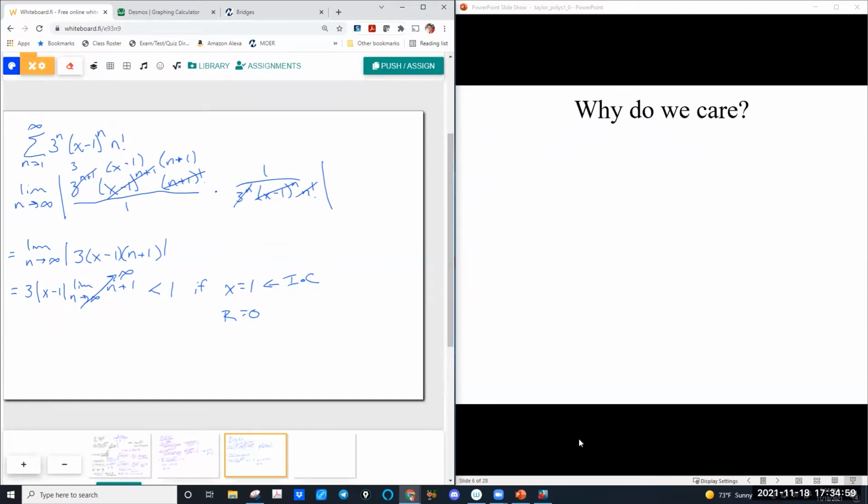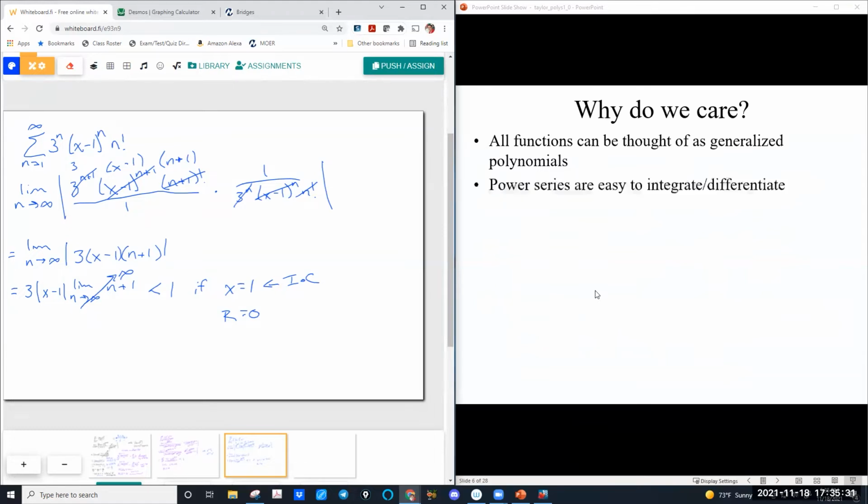Okay, let's talk a little bit about why we care, and then we'll jump into Taylor polynomials, Taylor series, and start to really see what's actually going on. All functions can be thought of as generalized polynomials. This is the brilliance of Taylor polynomials. We use a Taylor polynomial to represent any differentiable function. Power series and polynomials are very easy to integrate and differentiate.